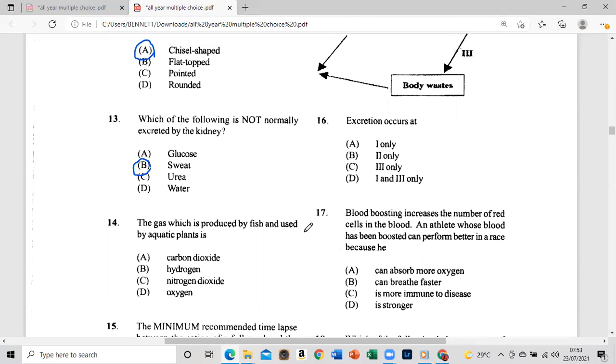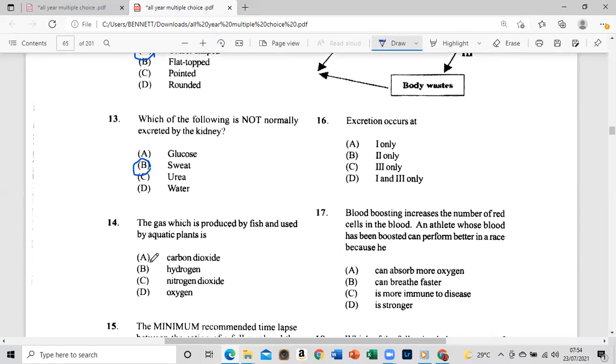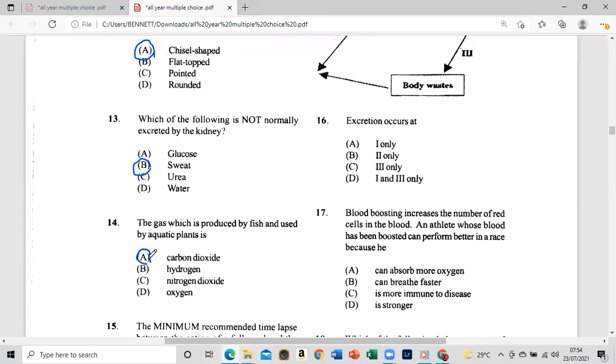All right. The gas which is produced by fish and used by aquatic plants is it carbon dioxide, hydrogen, nitrogen dioxide, or oxygen? And that is carbon dioxide. That's a very important gas, guys, especially in photosynthesis.